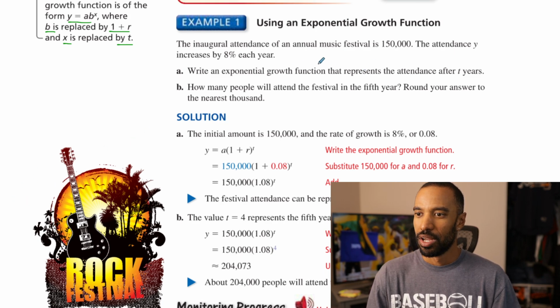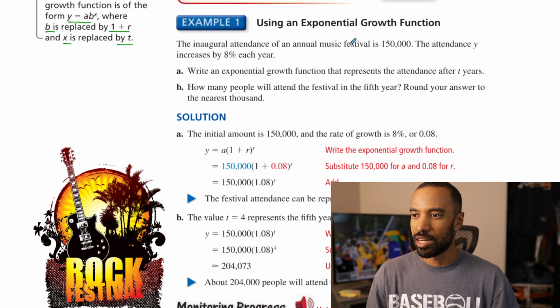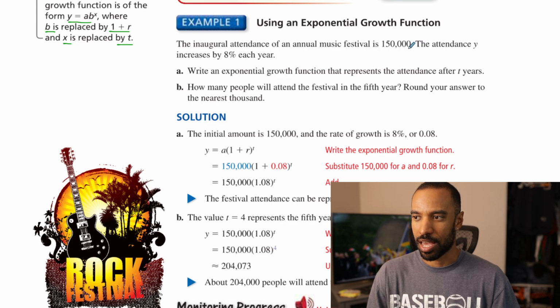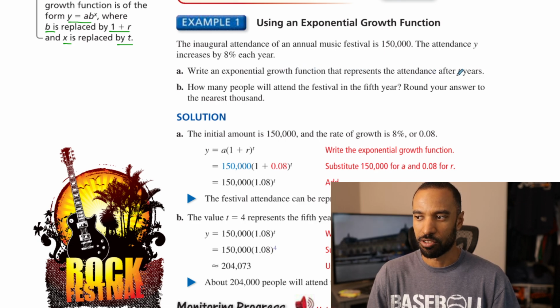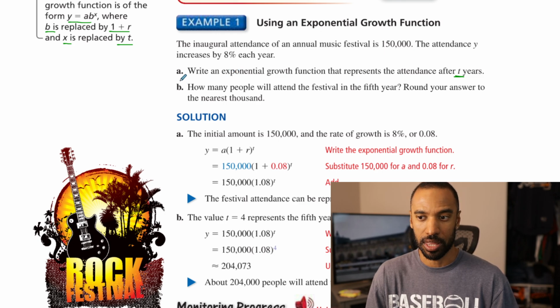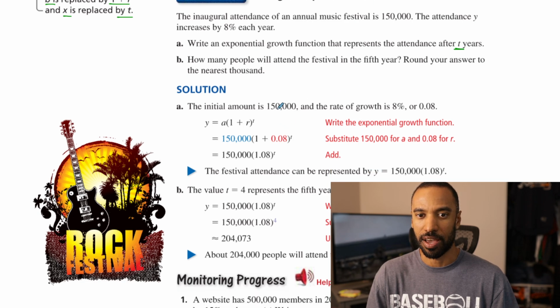I hope that's okay. Okay, the inaugural attendance of an annual music festival is 150,000. The attendance y increases by 8% each year. So they say write an exponential growth function that represents the attendance after t years. Notice that there's a model question in place here before they go to part B and they substitute something for t. So we actually have t in our answer that we do here, and we will simplify what happens.